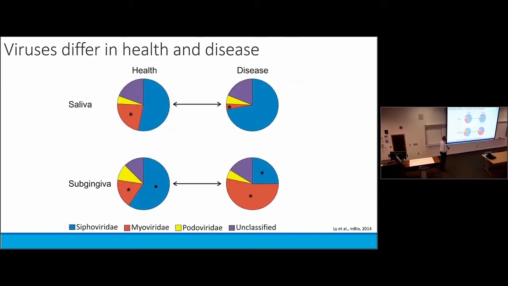And the big difference that we found, if we just look at the subgingiva, is again, we see this trend where there's a whole lot of siphoviruses in the blue in healthy people. But once we hit periodontal disease, all of these siphoviruses appear to be replaced by myoviruses.